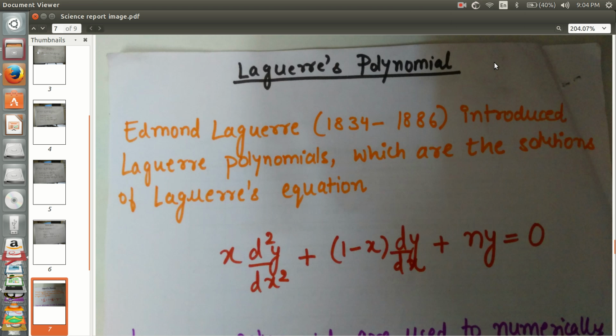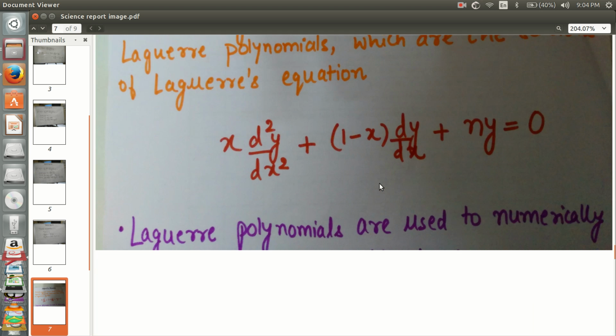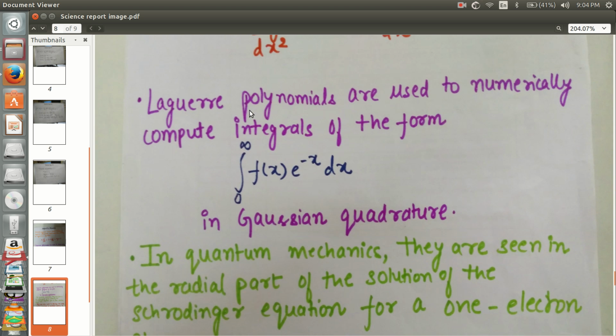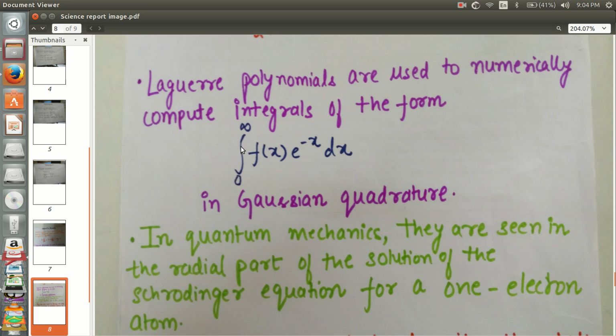Hello everyone. So starting with the Laguerre polynomial. Edmond Laguerre, 1834 to 1886, introduced Laguerre polynomials, which are the solutions of Laguerre's equation. Laguerre's equation is given by x d2y by dx squared plus (1 minus x) dy by dx plus ny equals 0. Laguerre polynomials are used to numerically compute integrals of the form integration 0 to infinity f of x e to the power minus x dx in Gauss quadrature.